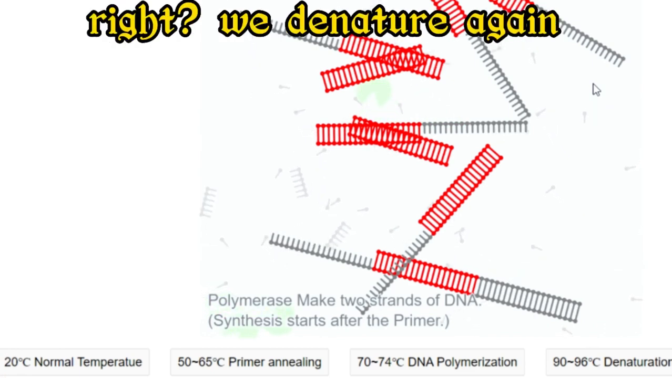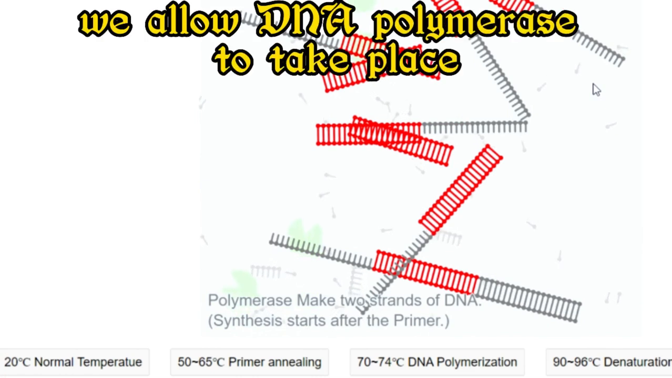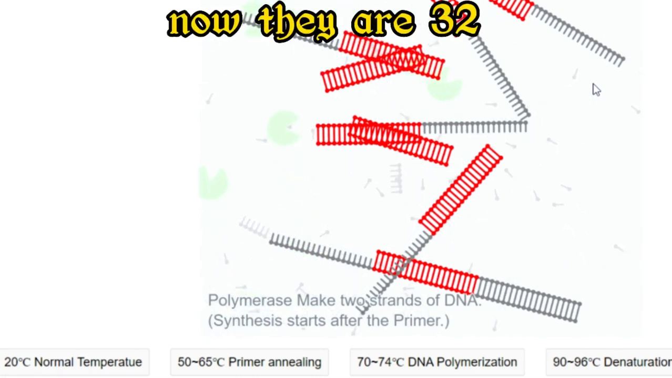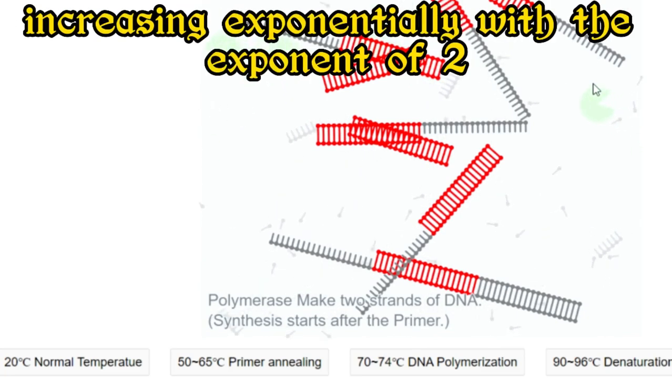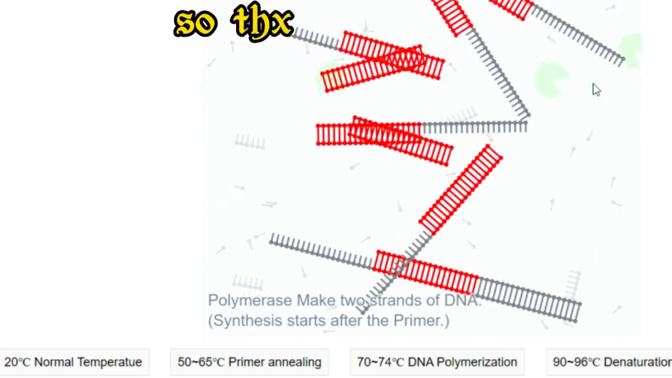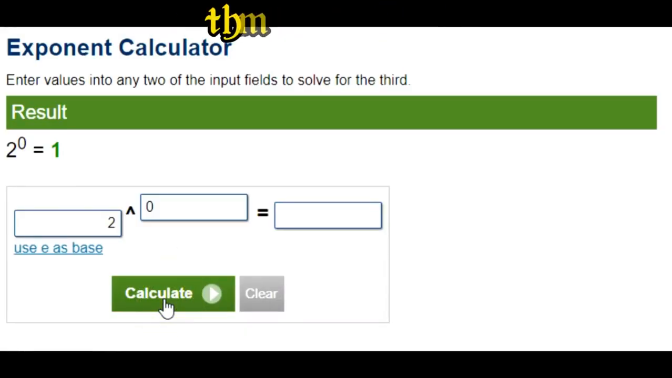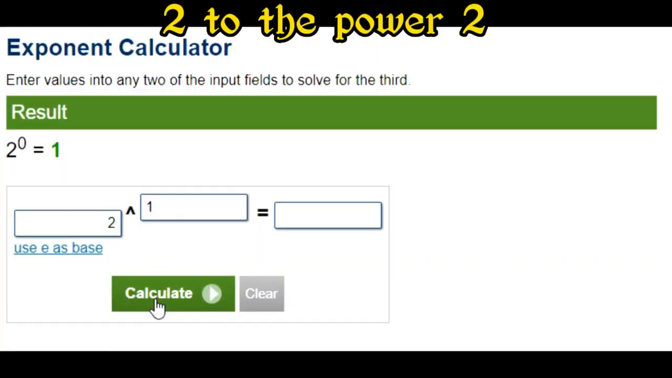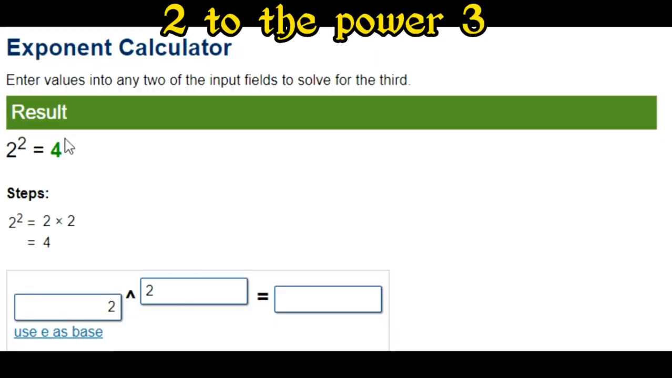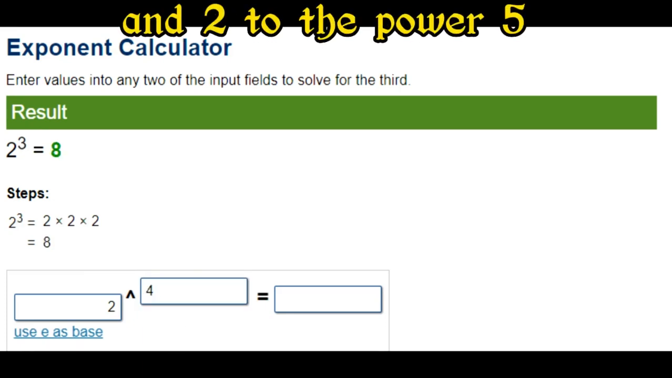Right? We denature again. Then we anneal some primers. We allow DNA polymerase to take place. Now they are 32. You see that at each cycle they are increasing exponentially with the exponent of 2. So the first one, 2 to the power 0, which gives us 1. The next one, 2 to the power 1, 2 to the power 2, 2 to the power 3, 2 to the power 4, and 2 to the power 5.